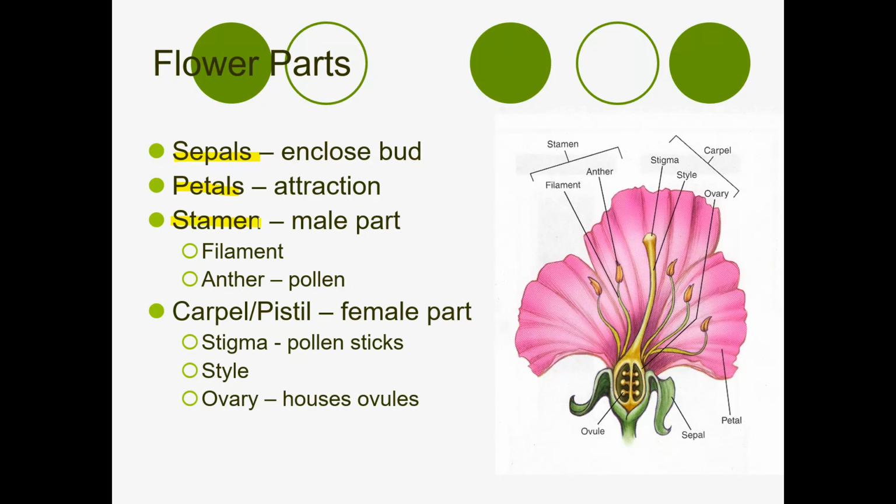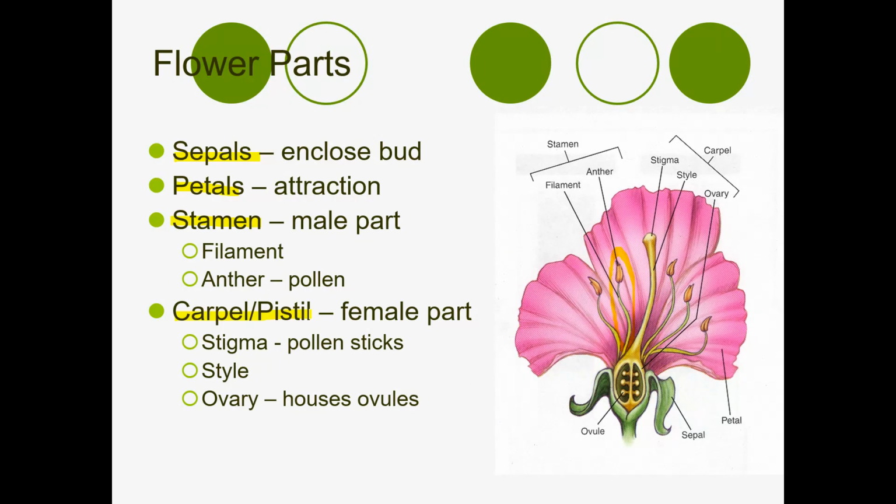Now the stamen is the male part. Okay, so this whole thing here is a stamen, and you can see that there's multiple stamen there on that flower. The filament holds up the anther, and the anther is where the pollen's produced. Remember antheridia? So anther is the sperm producer. Okay, so for the flowering plants, the anther makes the pollen. So like when the bees brush up against the flower, they collect that pollen from those anthers.